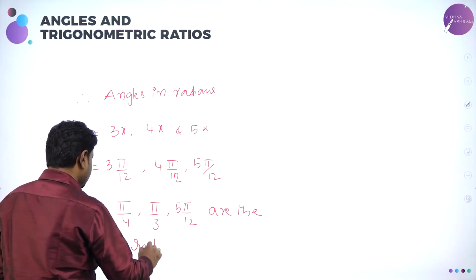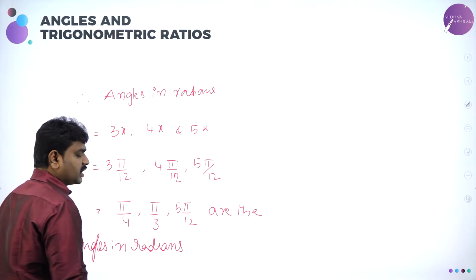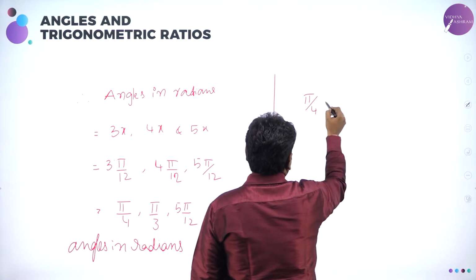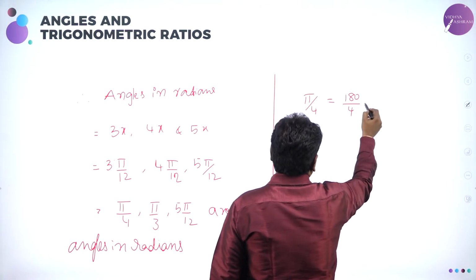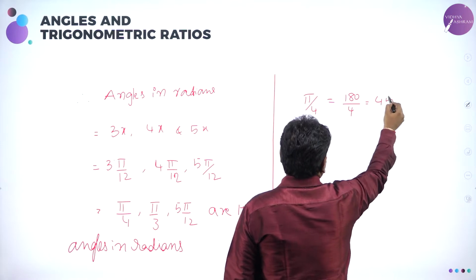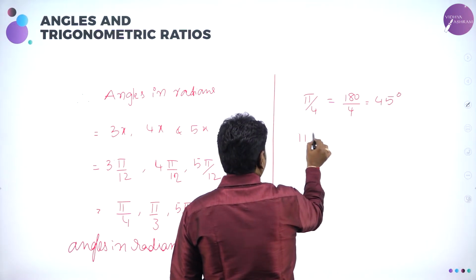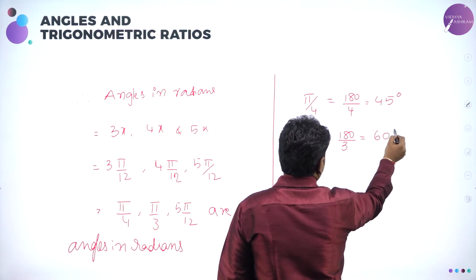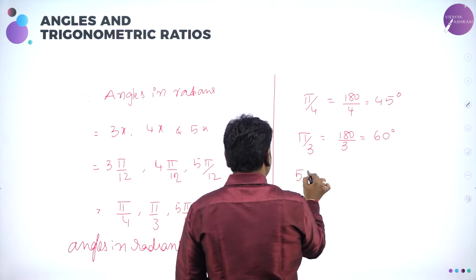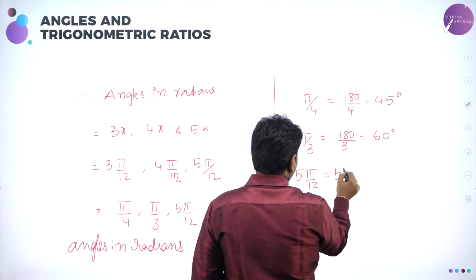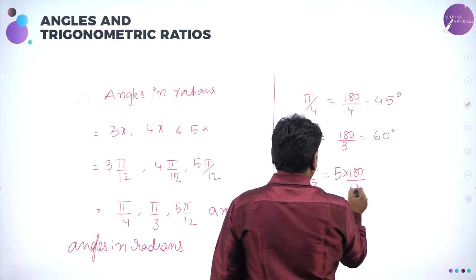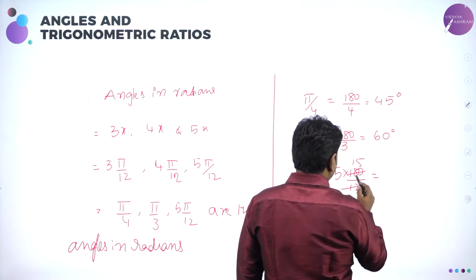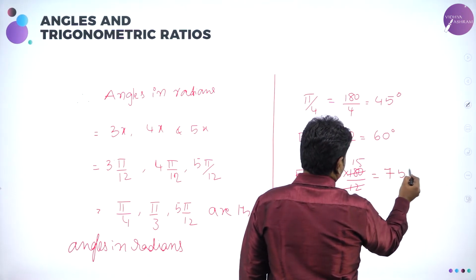They also want them in degrees, so convert them to degrees. How to convert them to degrees? Pi by 4 means 180 by 4. What is 180 by 4? 45 degrees. And then pi by 3 is 180 by 3, which is 60 degrees. Then 5 pi by 12 means 5 times 180 by 12. 12 fives are 60, so that is 75 degrees.